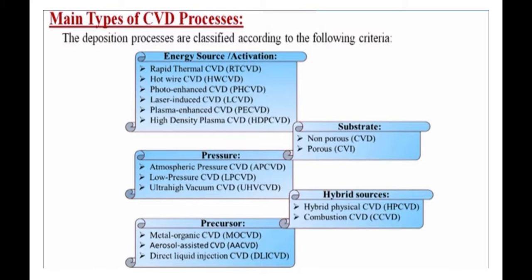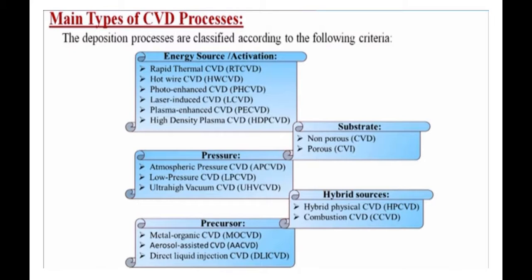What are those types? The deposition processes are classified according to the following criteria. The first one is energy sources and activations. Okay, so look at the top. The classification is made according to energy source and activation: rapid thermal CVD, in short RTCVD, then hot wire CVD, photo enhanced CVD, laser induced CVD, plasma enhanced CVD, and high density plasma CVD. From these cases, you can understand that all come under the CVD process, but only the energy source is different.